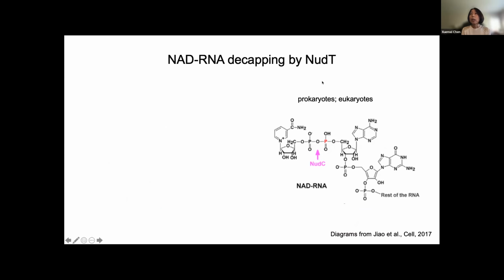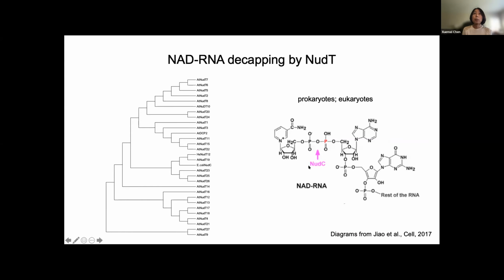So how about the second family, the Nudix family of denadding enzymes? We looked for homologs of NADC, and in fact, Arabidopsis has many Nudix domain proteins. A famous one is actually DCP2, the m7G RNA decapping enzyme. From our analysis, it seems like NUDT19 is likely to be the ortholog of E. coli NADC.